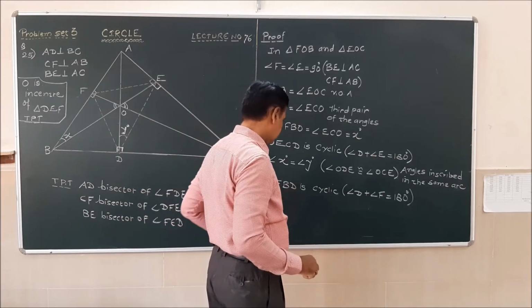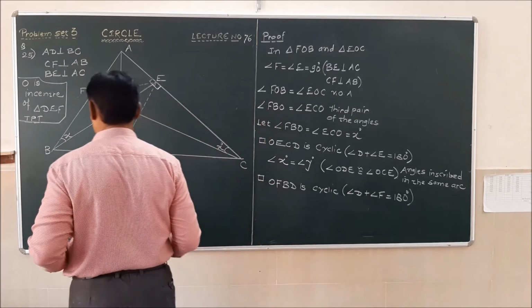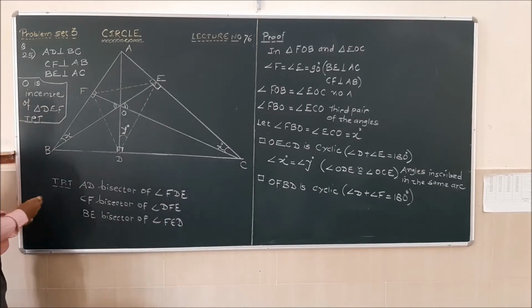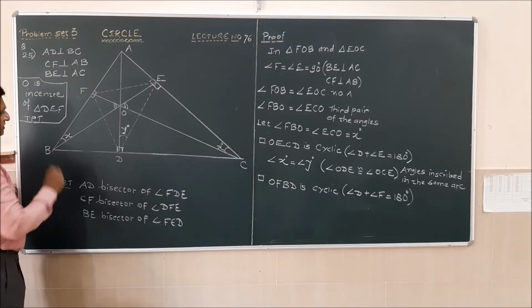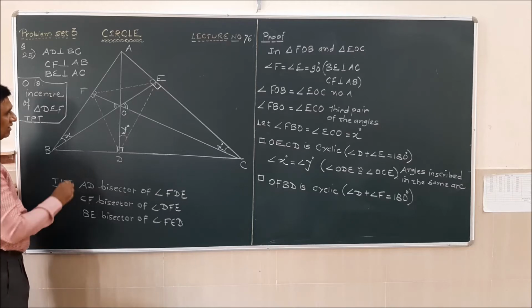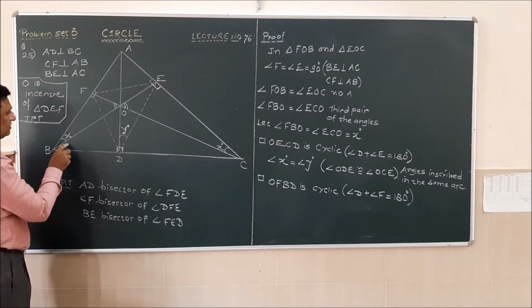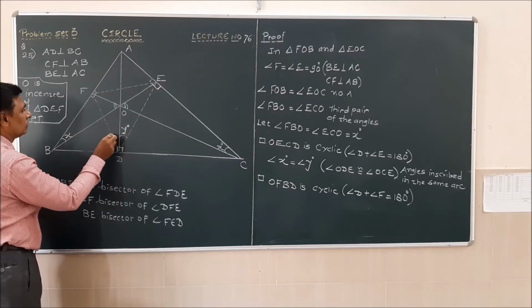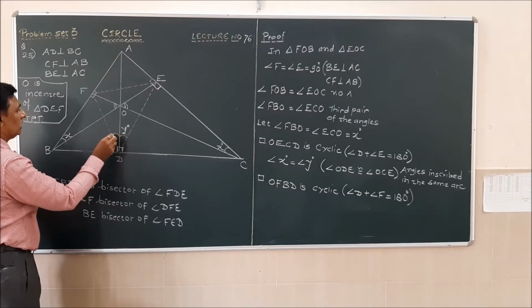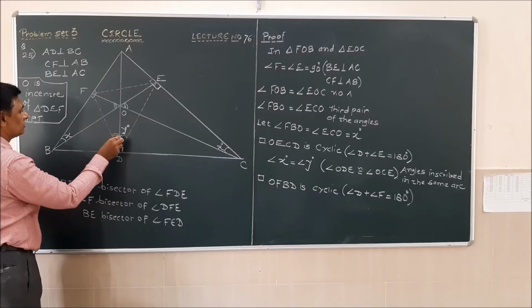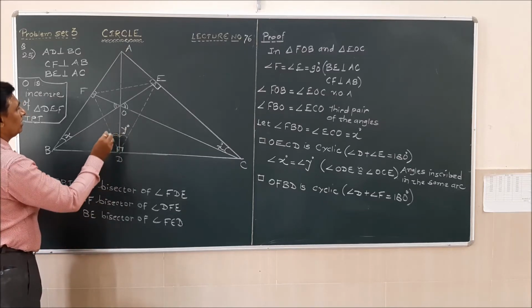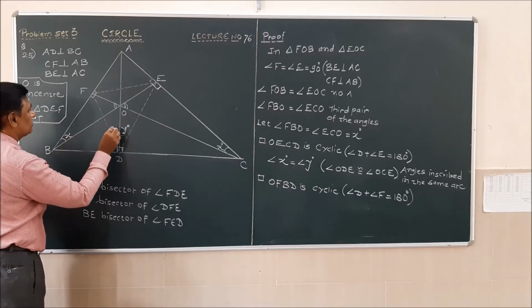Now, therefore, what happens? If this is angle x, try to understand. If I have taken this as angle x, then this is also equal to x, or x is congruent with y. So if I take this as x, I'll get this as x.